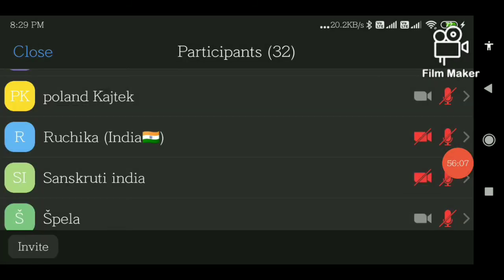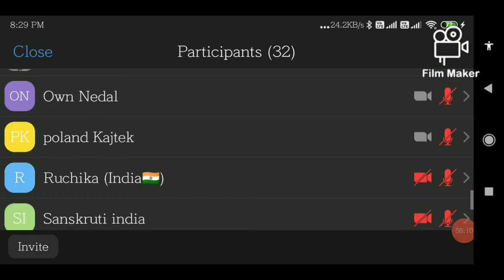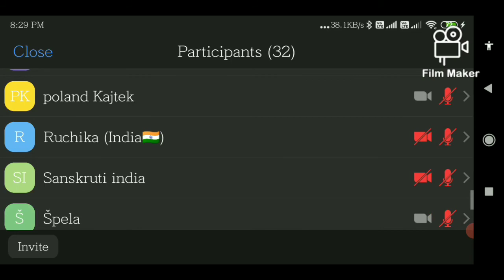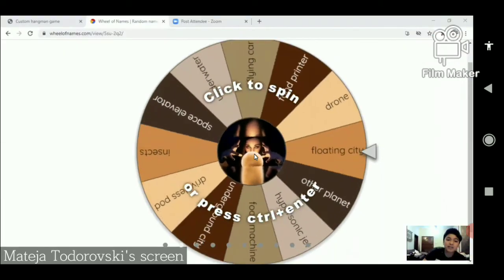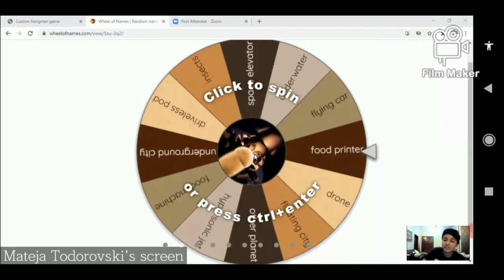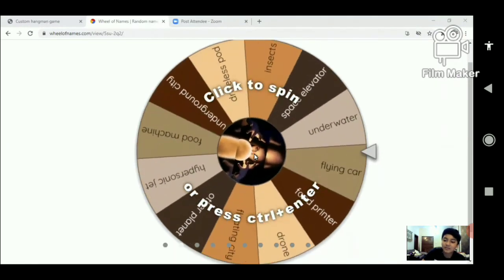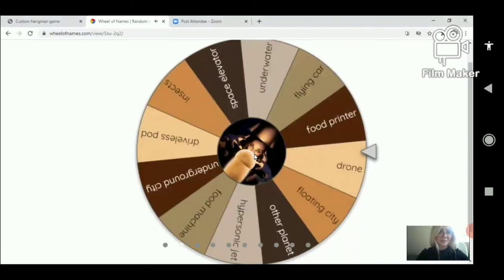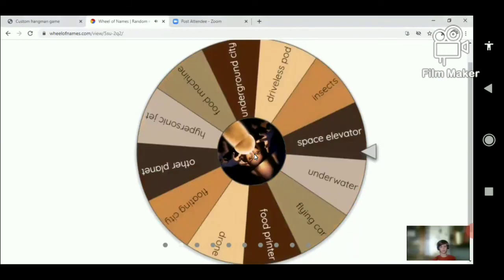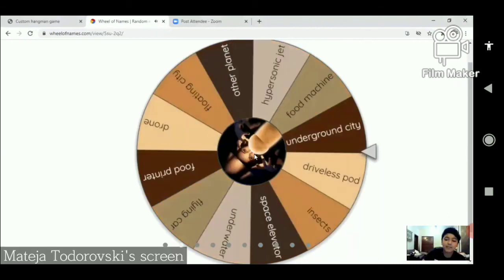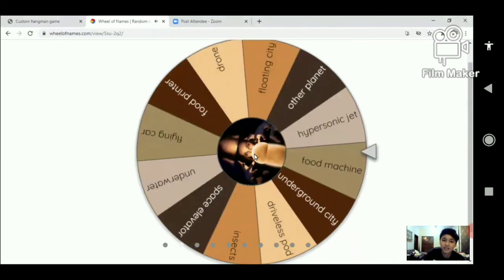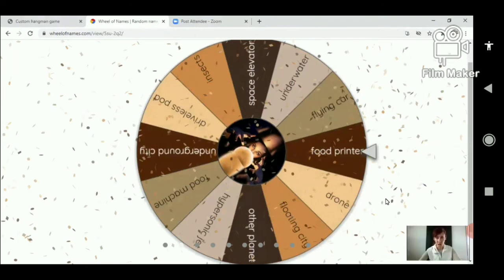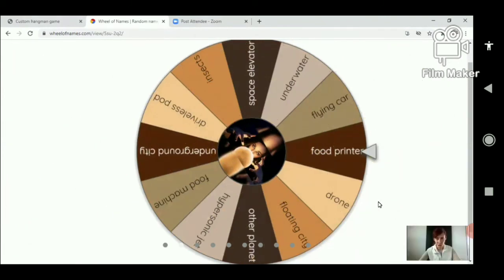Future teller. Just go ahead, Ayan. Okay, ma'am. Now my computer is not spinning. I will click it. I'm Ayan. I am predicting your future. I can tell you, you are going to eat food made by a food printer. Teacher Caroline, can you decide who is going to ask the future wheel next?